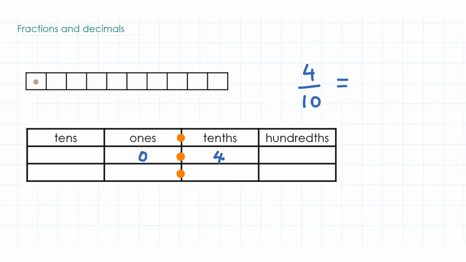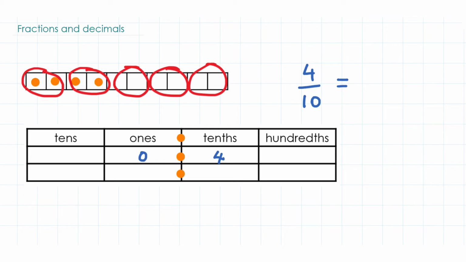We could use the bar model. So we've got, that's 4/10, isn't it? But that's the same as, it's 2 parts there out of 5 equal parts in total. So what fraction is that? It's 2/5. So 4/10 is the same as 2/5.